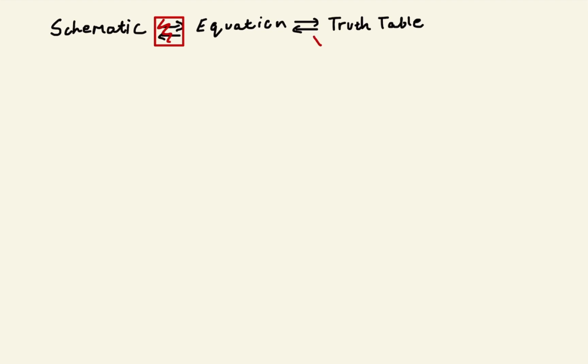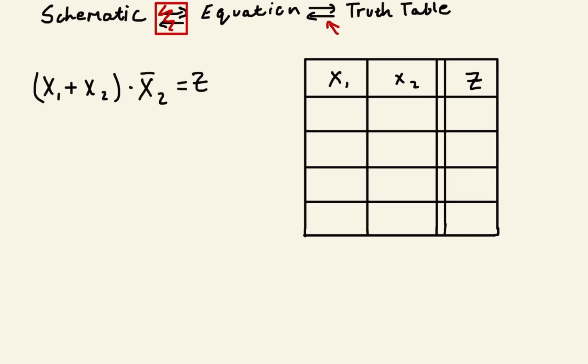Let's now focus on going from equation to truth table and back. Here on the left, I have an equation drawn, and on the right, I have a truth table. Whenever you're going from equation to truth table, you want to write down all the possible combinations for the variables in your equation. In this case, I have two variables, meaning I have four possible combinations for inputs. All right. With that, let's find out what the output is for the first line of inputs.